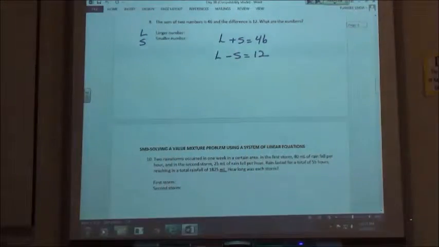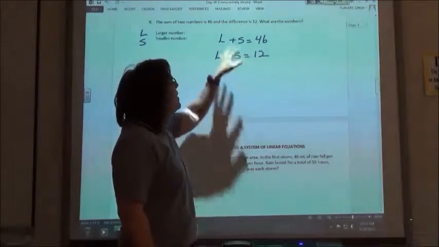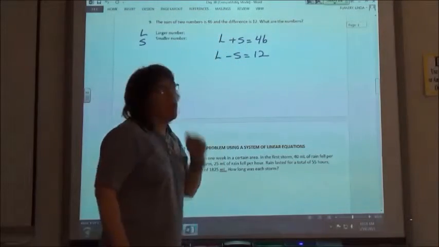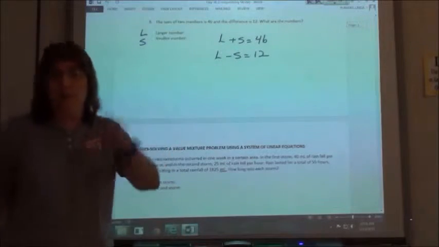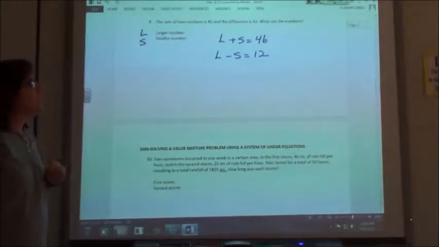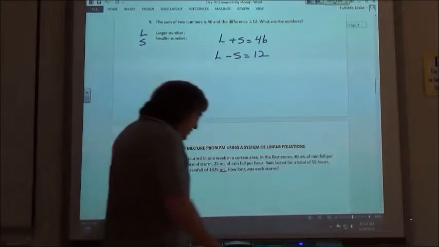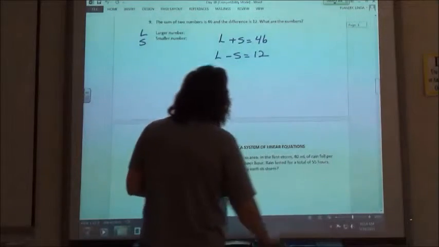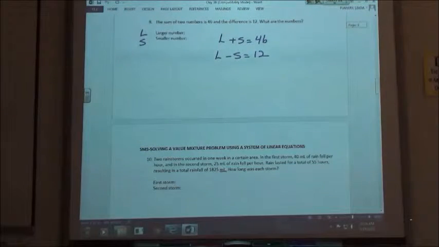Notice I rearranged these ones, or I wrote them down a little bit different. I put the first one on top and the second one on bottom, because both of my variables are on the same side of my equation. I don't have one that says L equals or S equals written in terms of the other one. So on this one, instead of solving it by substitution, which you could do by rearranging one of your equations, it's probably easier just to do the addition method.